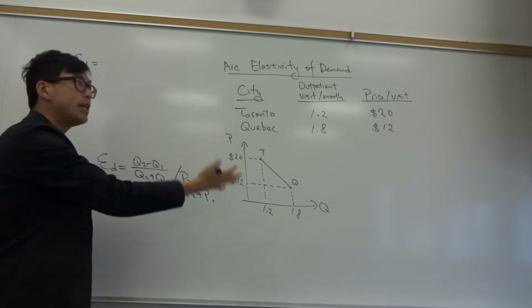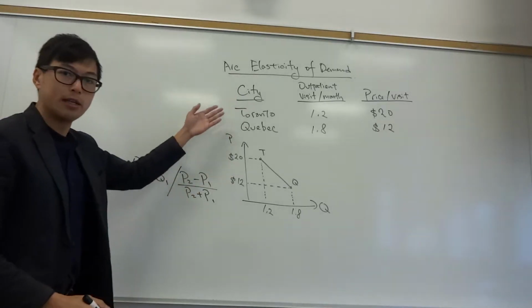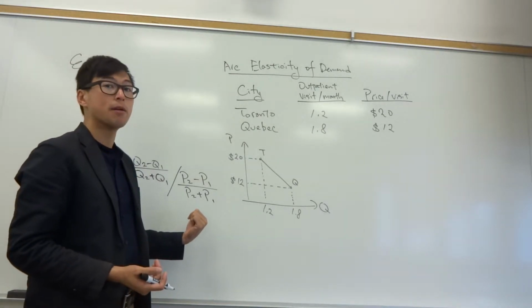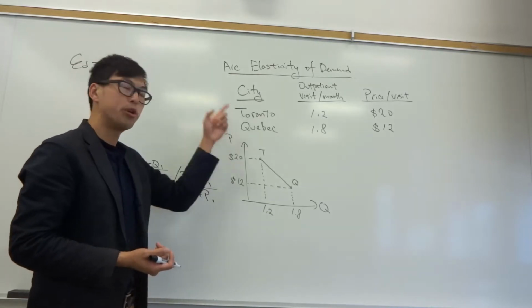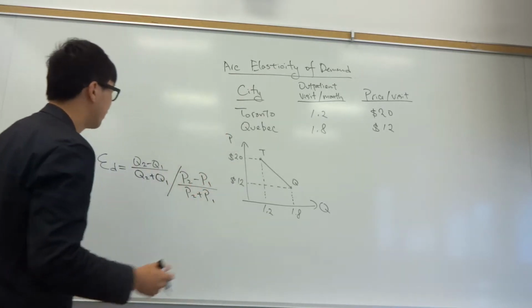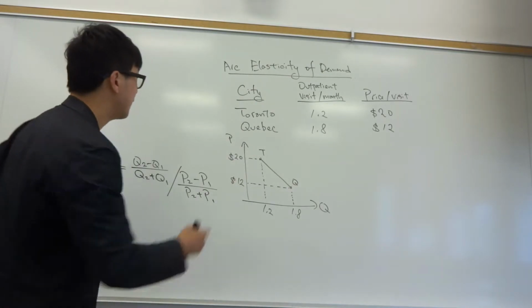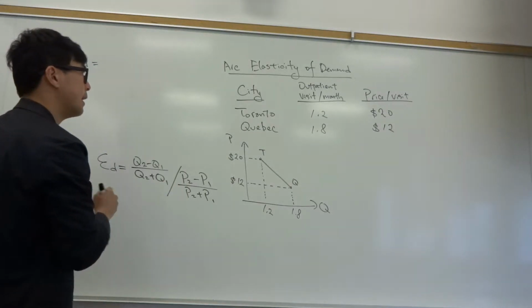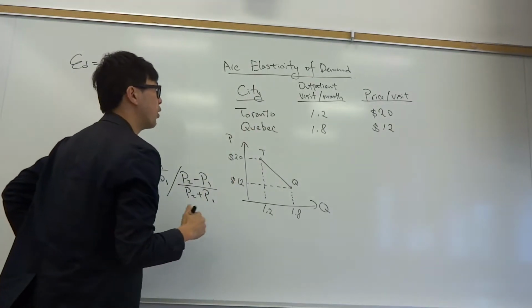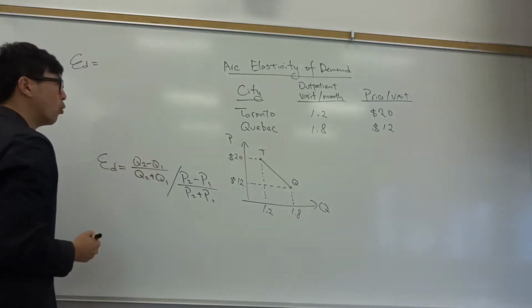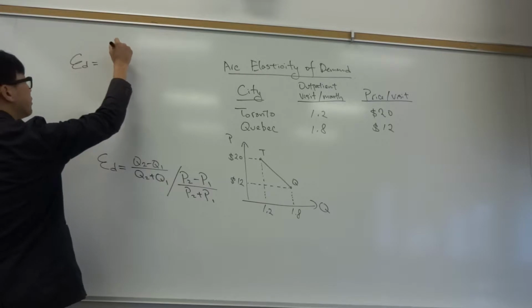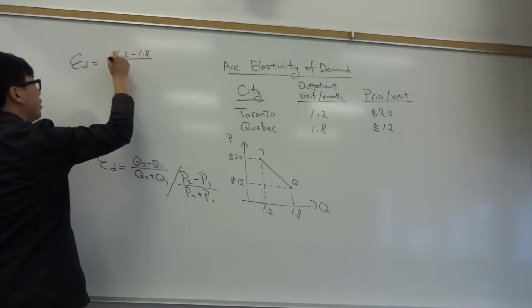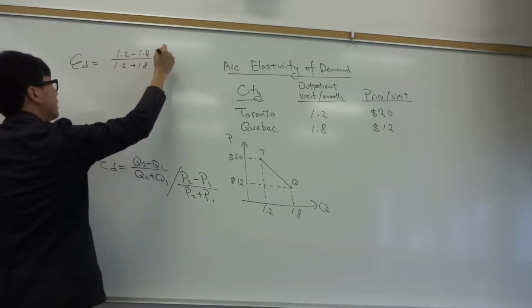So you can now either pick one or the other as the first quantity or the second quantity because, well, we have already talked about when we're using the midpoint rule, which starting point to pick, it's not a problem for us. So for example, let's say I'm going to pick Toronto as my first Q2 here, and then Quebec using 1.8 visits to be the quantity 1. So let's say I'm going to put 1.2 minus 1.8 divided by 1.2 plus 1.8.